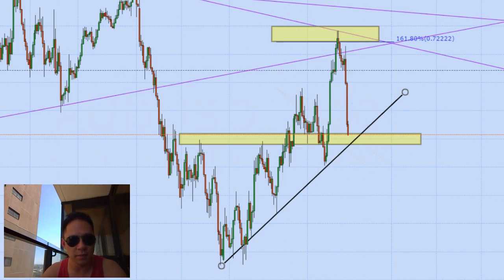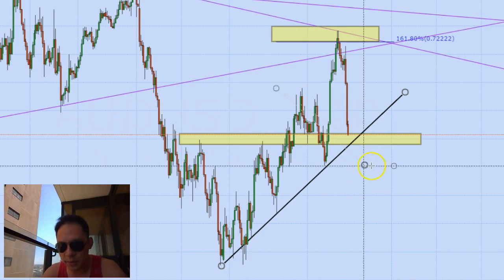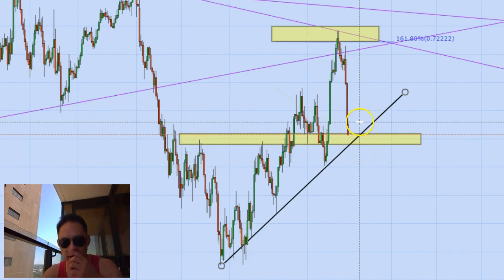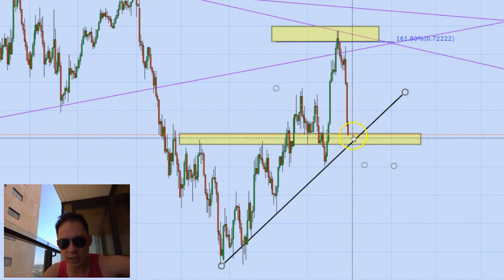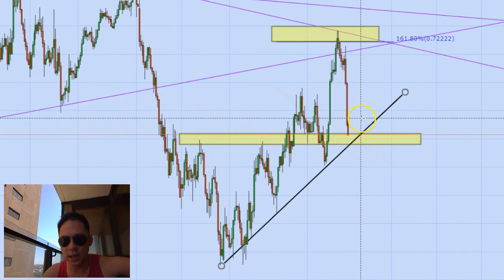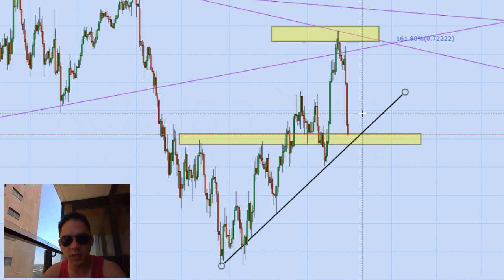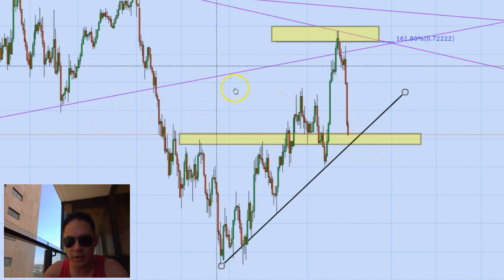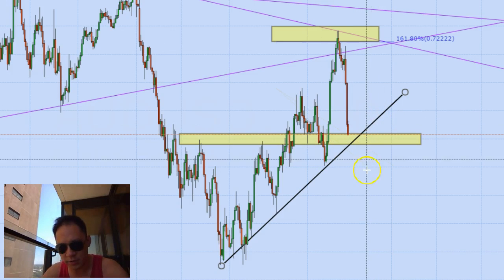I know I do it myself too. I get too impatient, so I jump into the trade knowing that it's going to go down. But then, in the process, I'm already risking being in an initial loss, which can hurt a little bit psychologically. So it's better to wait for the confirmation, and the confirmation is basically just a break of this trend line.